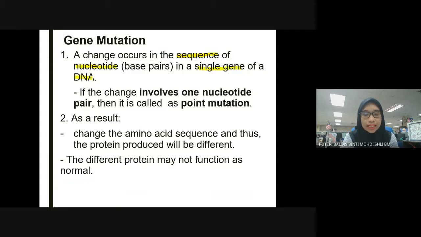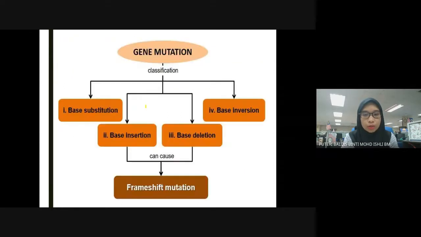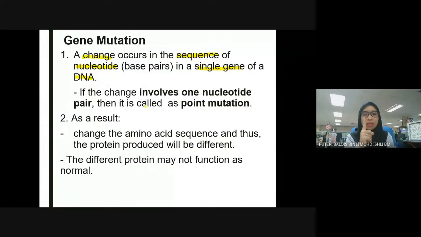So, kita punya DNA, kita punya monomer of DNA is nucleotide. So, perubahan tu berlaku at the sequence of nucleotide. So, if the change involve one nucleotide pair then it is called as point mutation. Okay, contohnya, ni saya tunjuk contoh lah. Kalau satu nucleotide je berubah, kita panggil sebagai point mutation. So as a result, if we change the amino acid sequence, thus the protein produced will be different. The different protein may not function as normal.